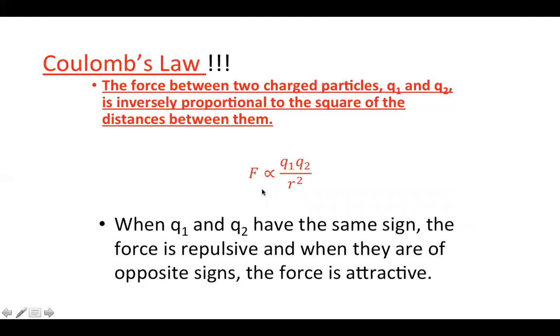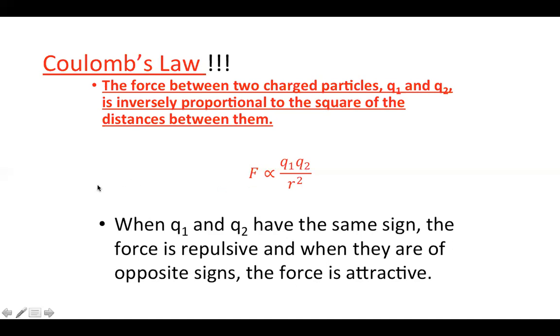If Q1 and Q2 have the same sign, then that force is going to be repulsive, right? Because like charges repel. Or if Q1 and Q2 are opposite signs, so like Q1 is a positive charge and Q2 is a negative, then that force is going to be attractive. But what this says is if you have two charged particles, the closer they are, so as we decrease this r value, this whole fraction is going to increase. So the closer those two charged particles are, the greater that force is between them. And this numerator tells us the greater the size of the charge, the greater that force.